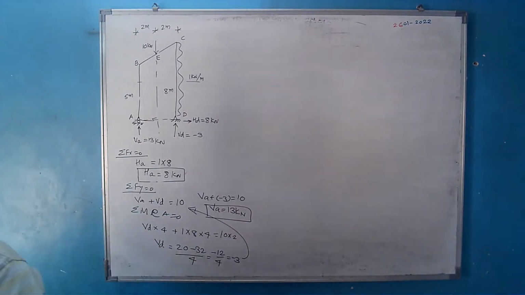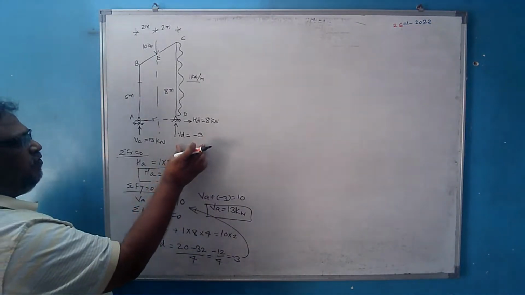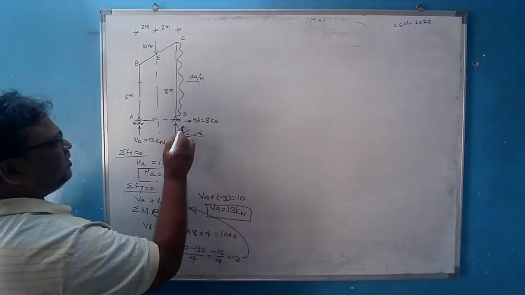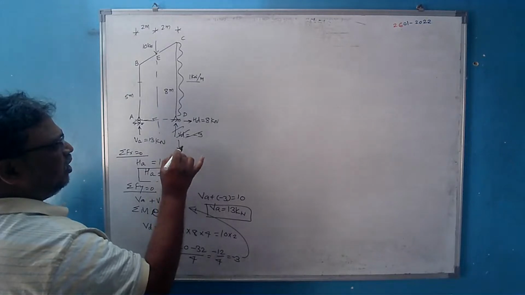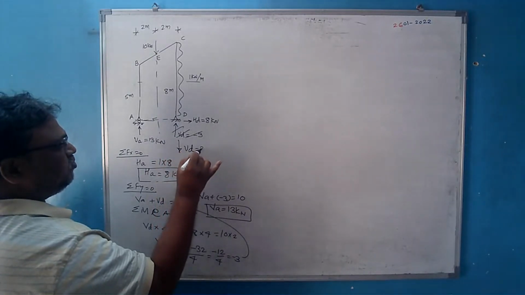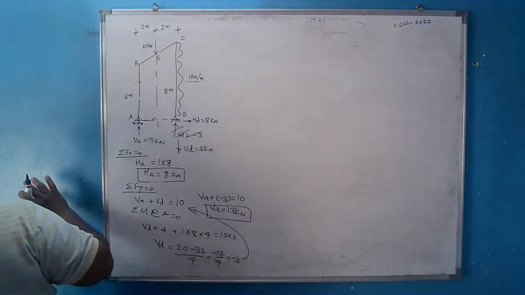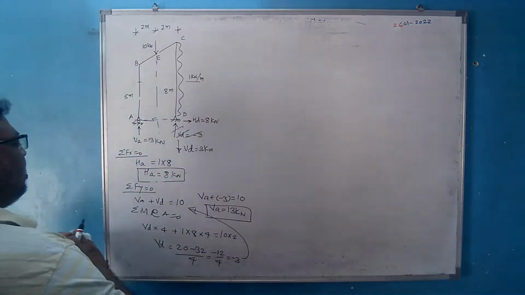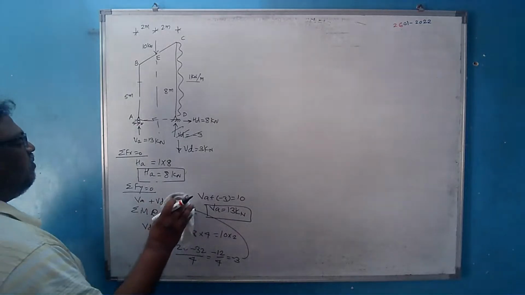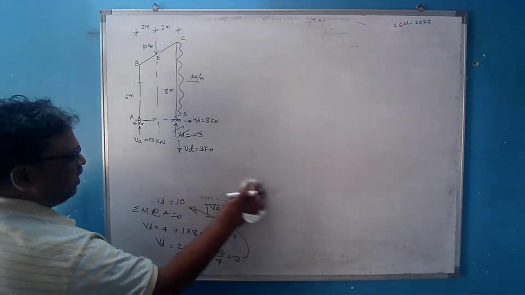Right? Only we have got a minus value for VD. So I will change it here. This I will consider acting down, and I will consider VC equal to 3 kilonewton. So we have got the support reactions. Considering the external equilibrium of the system, we have got the required unknowns.